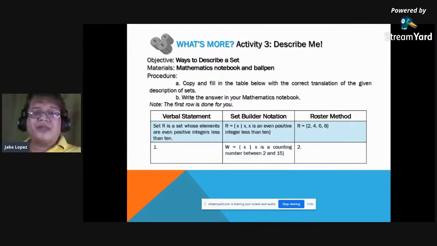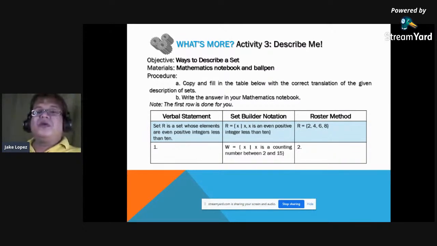And then sa roster method, makikita natin that set R is equal to brace, 2, 4, 6, 8, and then close brace. So kasi 'di ba sinabi na less than 10. So hindi included ang 10 and then all the numbers less than 10 and even siya. So what do you mean by even number? Even number is yung can be divided into two. So for example, 12 kasama ba siya? Hindi. So 12 divided by 2 is 6. So pwede siyang ma-divide sa 2.